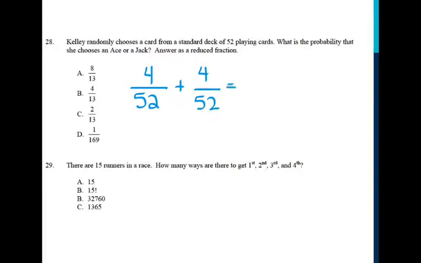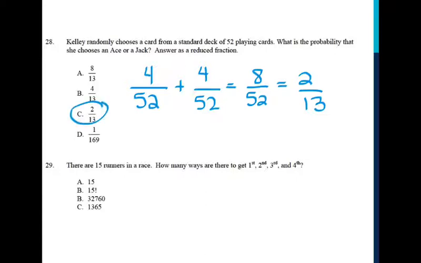Do you have any aces that are jacks? No, you don't. So I can just add these two probabilities together. So that's 8 out of 52. Let's reduce that, because we always want it as a reduced fraction. So that's 2/13, which is letter C.